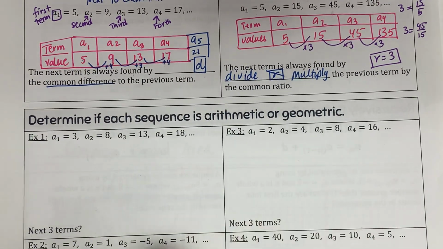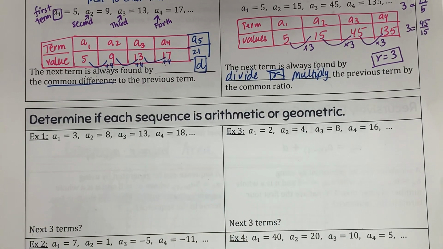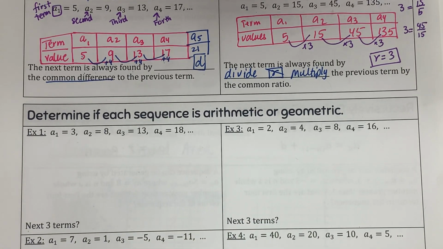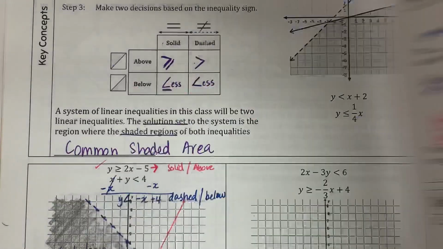So 1, 2, 3, and 4. These 4 examples. Go ahead, solve these. They're easy. You should be able to do all of them by yourself.